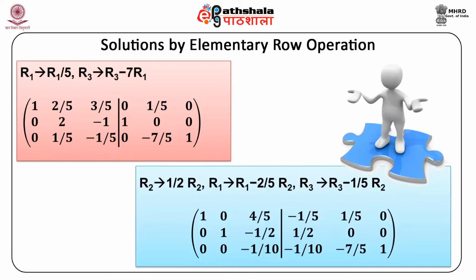R2 tends to 1 by 2 R2, R1 tends to R1 minus 2 by 5 R2, R3 tends to R3 minus 1 by 5 R2. We have 1, 0, 4 by 5, 0, 1, minus 1 by 2, 0, 0, minus 1 by 10, divided by minus 1 by 5, 1 by 5, 0, 1 by 2, 0, 0, minus 1 by 10, minus 7 by 5, 1.